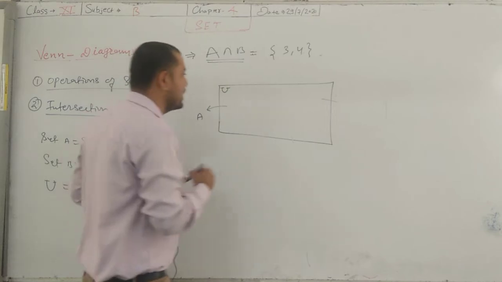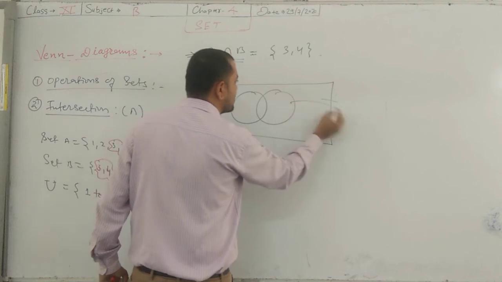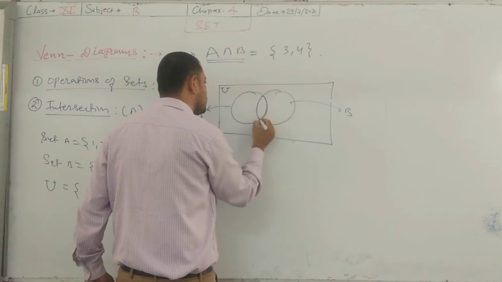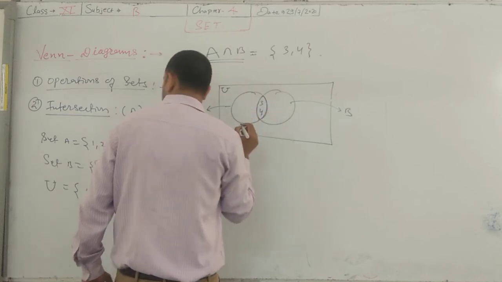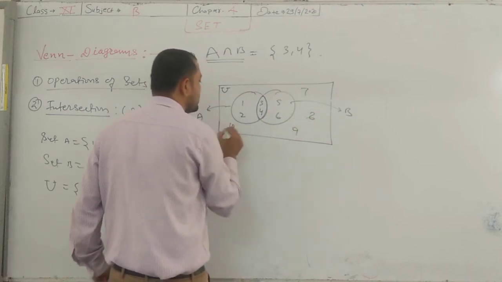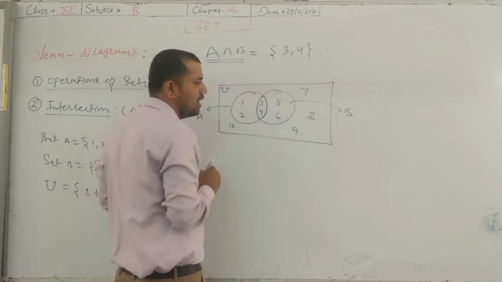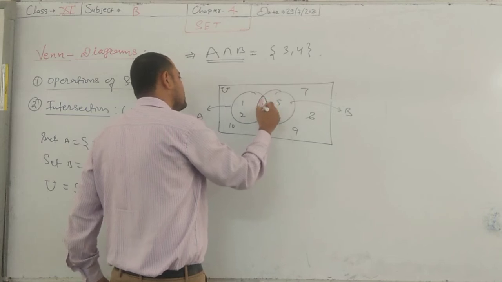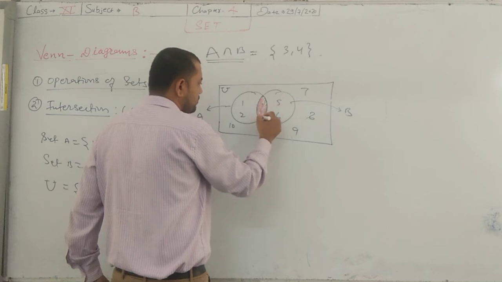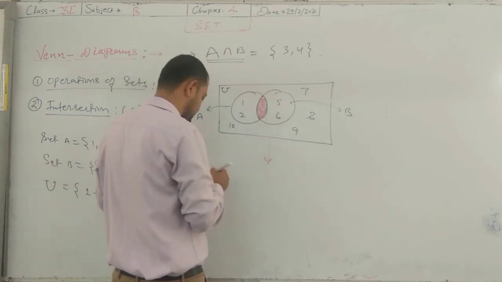When we represent the Venn diagram for the intersection, first we draw a circle A and a circle B, set A and set B. The common part between these two sets is represented by 3, 4. The remaining part of A contains 1, 2, and set B contains 5, 6, with 7, 8, 9, 10 as part of the universal set. But 3, 4 is the common part and is our answer. Therefore we shade only 3 and 4, and this shaded portion is called the intersection of A and B.